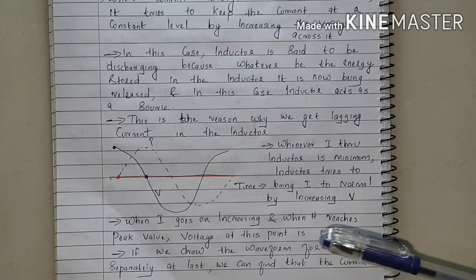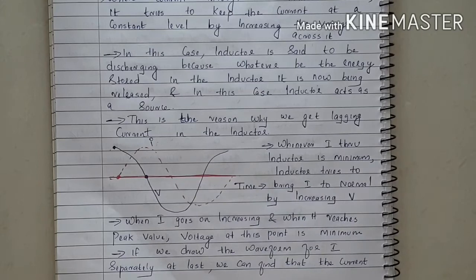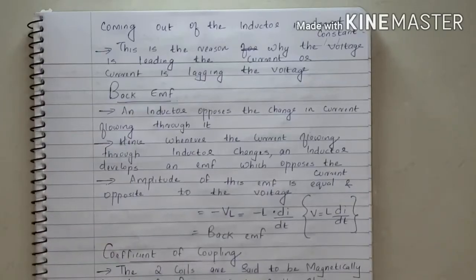When current becomes maximum, voltage is minimum in order to bring the current to a normal or stable value. So if we draw the waveform for current separately at last, we can find that we get a current as a constant or stable value. This is the reason why the voltage is leading the current, or else we can say that current is lagging the voltage.